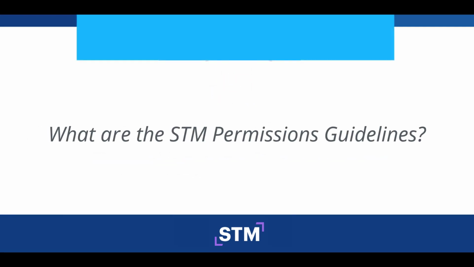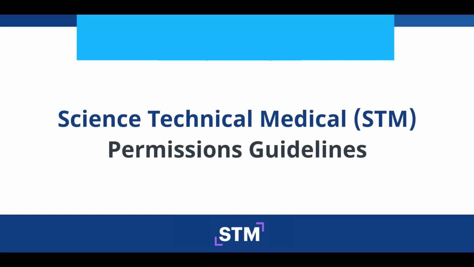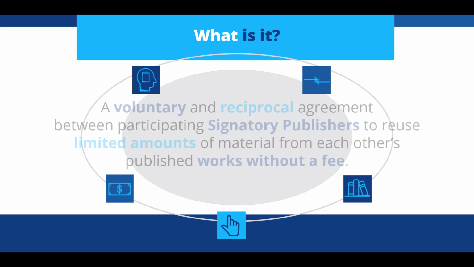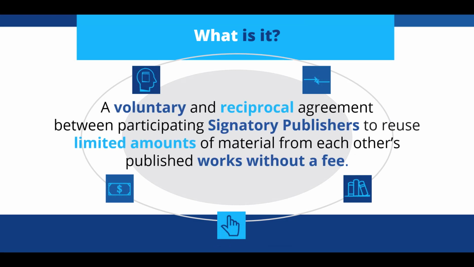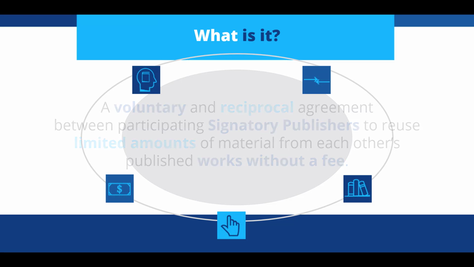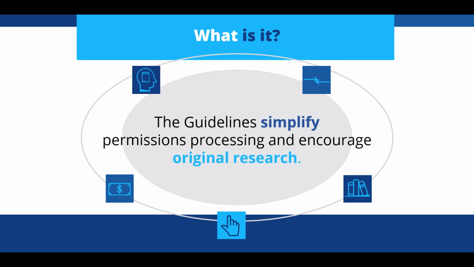So, what are the STM Permissions Guidelines? The Science Technical Medical, or STM Permissions Guidelines, is a voluntary and reciprocal agreement between participating signatory publishers to reuse limited amounts of material from each other's published works without a fee. The guidelines simplify permissions processing for signatory publishers, helping to make research more accessible while also encouraging original research.